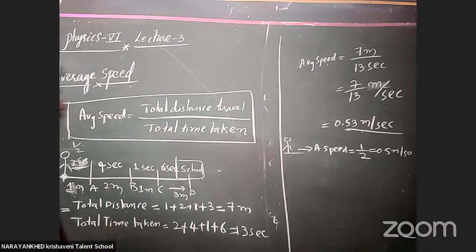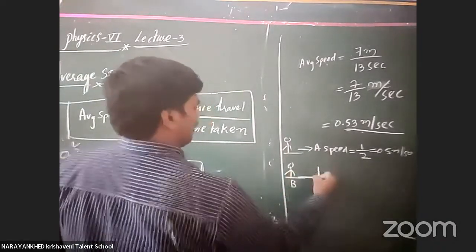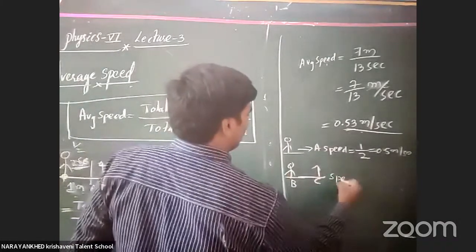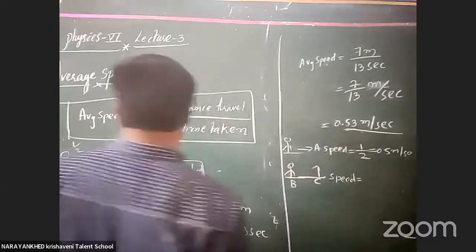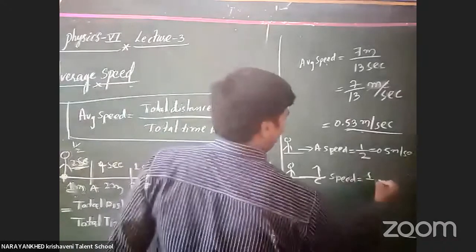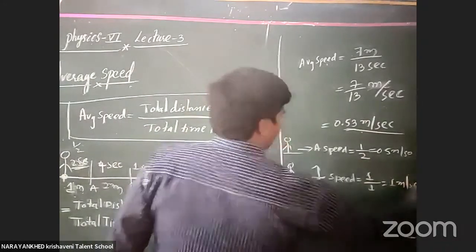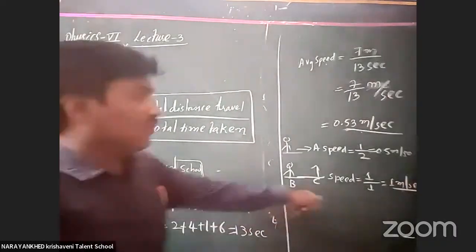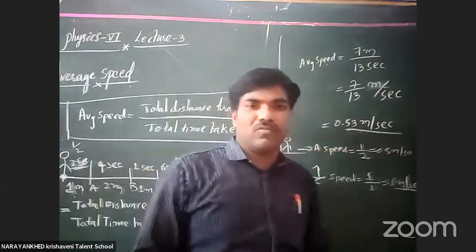Suppose you are traveling from B to C in this particular problem. What is the speed? 1 meter traveled in only 1 second. At that time your speed is very high compared with all the other positions. 1 meter for 1 second. But what is your average speed? 0.53 meters per second.